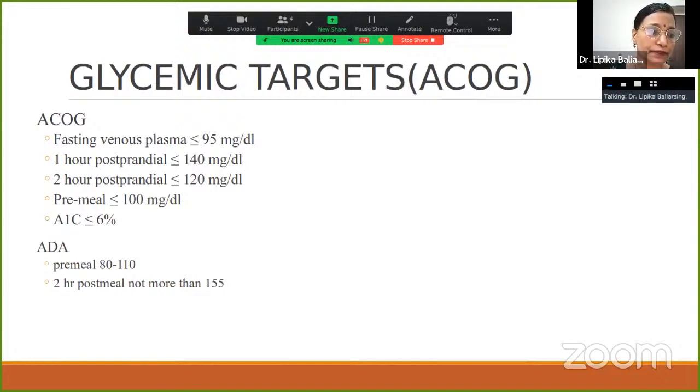HbA1c usually we don't use for this; it is only a measure of progress of the disease. And ADA, the American Diabetes Association, says that pre-meal is 80 to 110 and 2 hour post-meal not more than 155, but usually we stick to this 140 and 120.